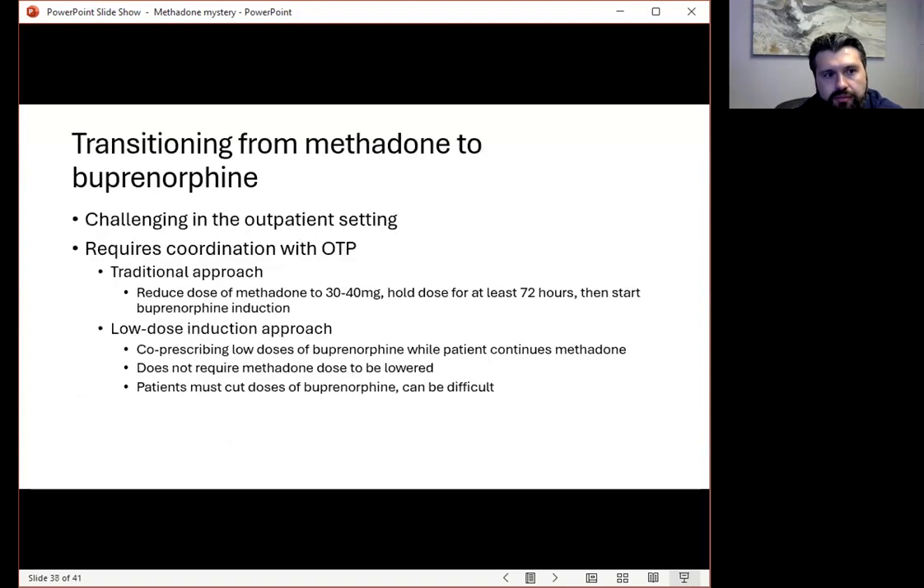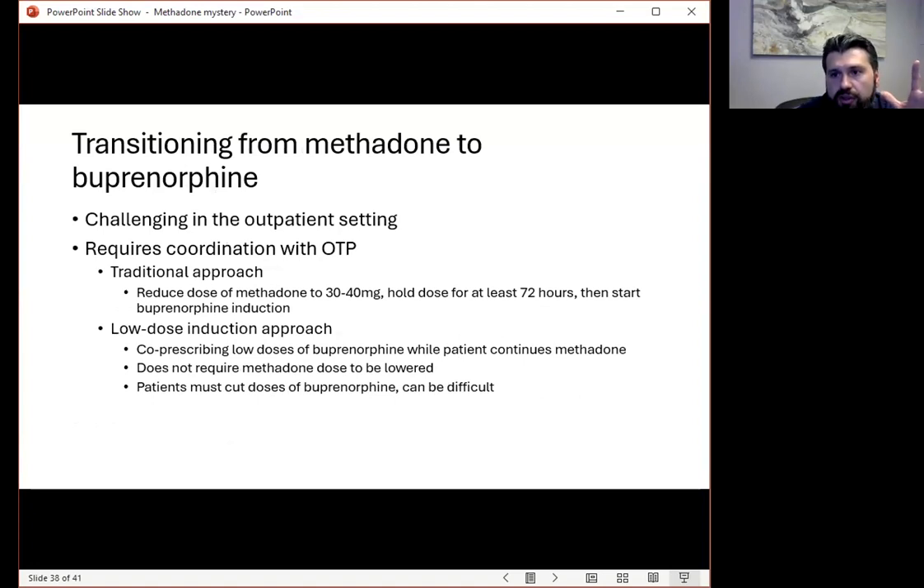Another question that comes up quite often is, can somebody get switched from methadone to buprenorphine? And the answer is yes, but I will say it's extremely challenging in an outpatient setting. I have done this successfully and non-successfully before in the past. Really, what I would recommend is, if you're trying to do this, reach out to the patient's opioid treatment program and coordinate with the medical director there. They're usually great folks, and they want to help patients, even if that means transitioning them to buprenorphine. They want to help make sure this works.